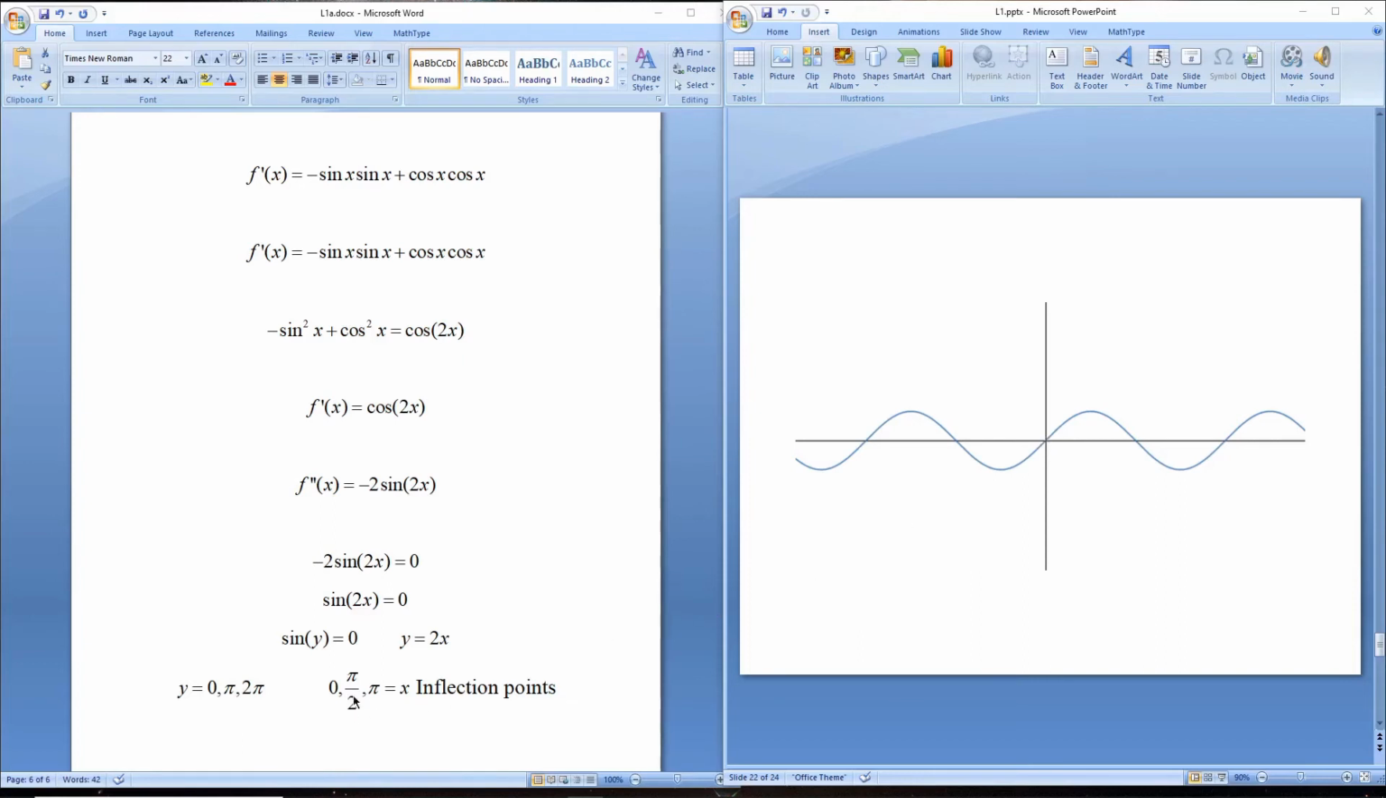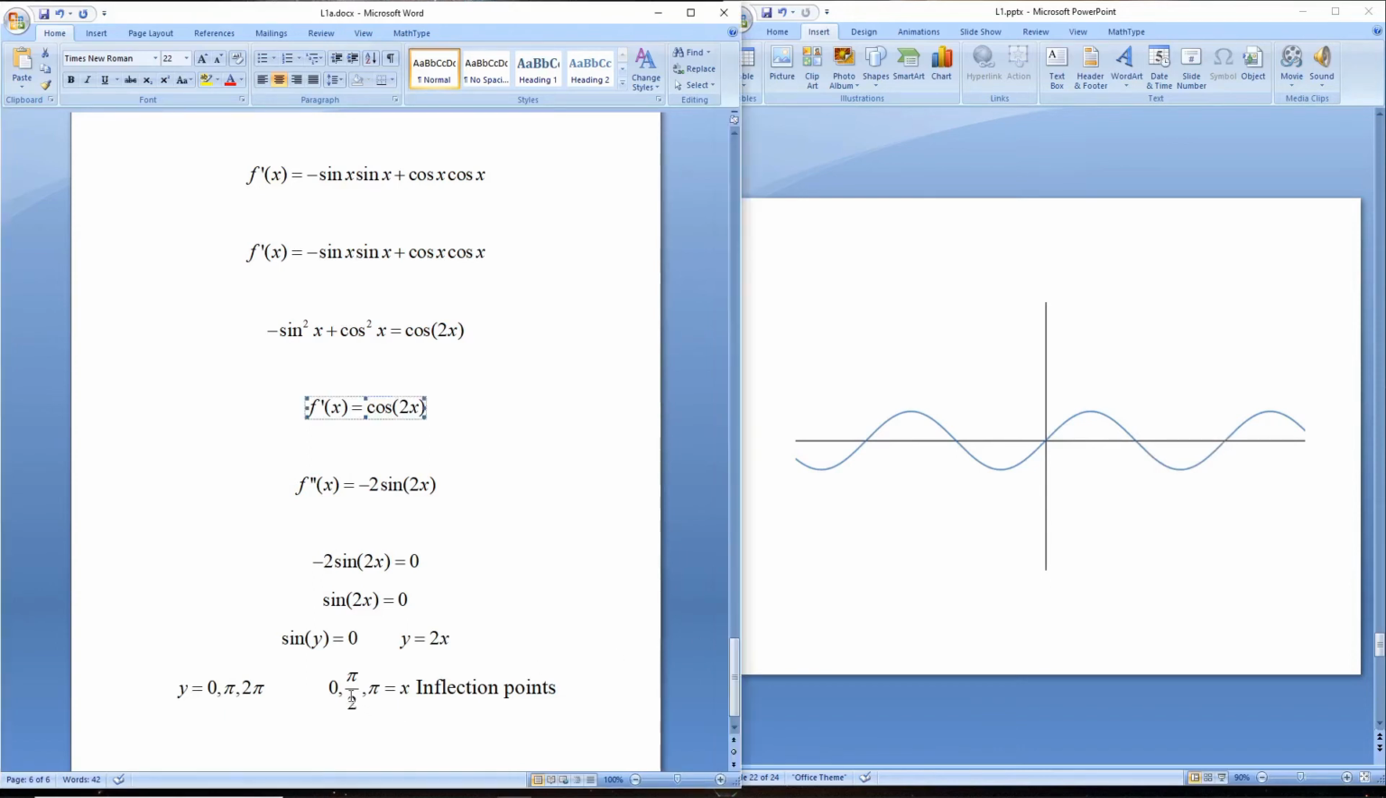Now our next inflection point we got is pi over 2. So pi over 2 is our next x-intercept, actually, right here, where we switch from concave down to concave up. And our last inflection point right here at pi. And those are our 3 answers. 3 inflection points.